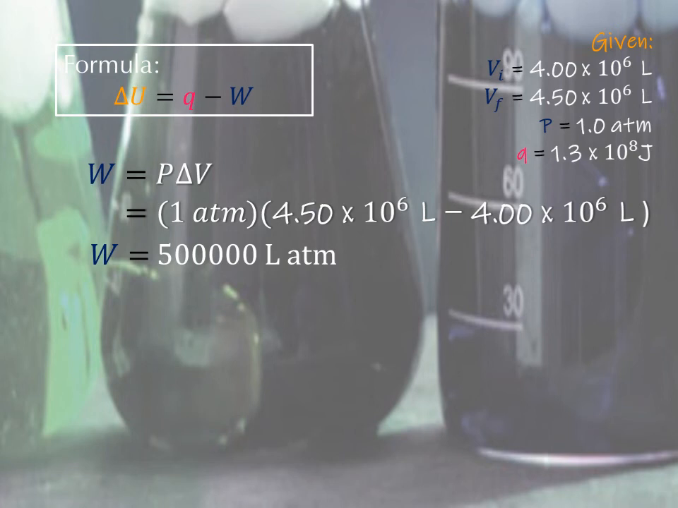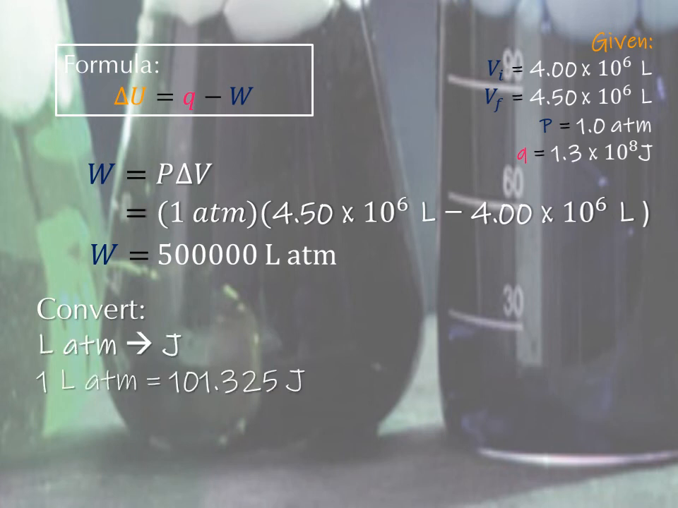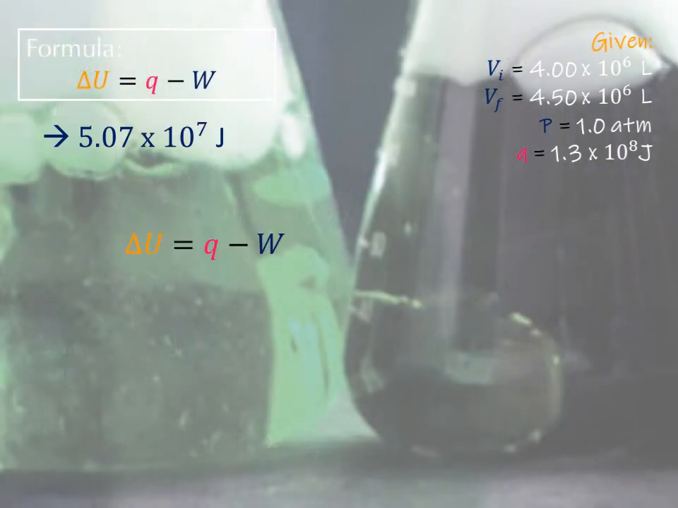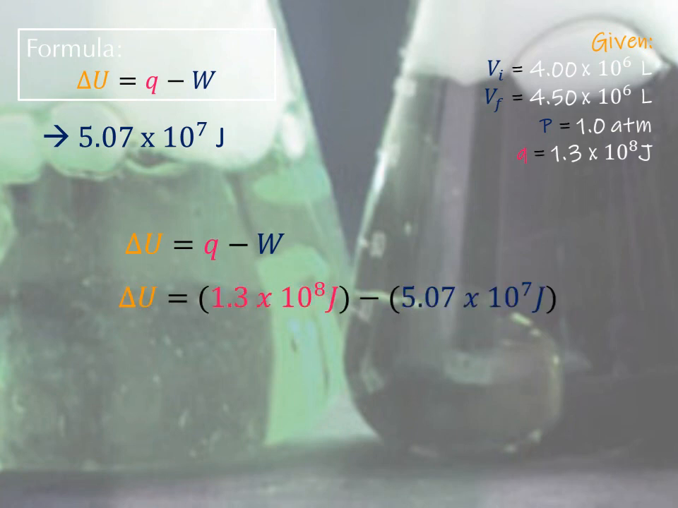500,000 liters times atm. However, the unit of internal energy is in joules, so we have to convert it to joules, and our conversion factor is 1 liter atm equals 101.325 joules. Converting it, we now have 5.07 times 10 to the power of 7 joules of work. So we can now input the values of the heat and the work. So the change in internal energy is equal to 7.93 times 10 to the power of 7 joules.